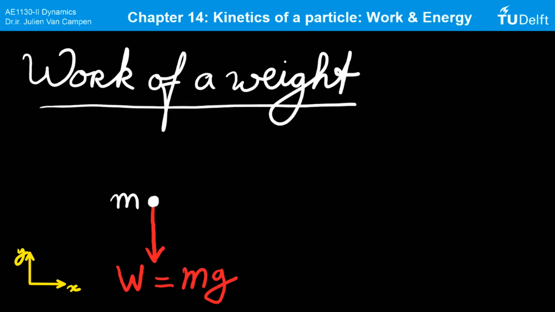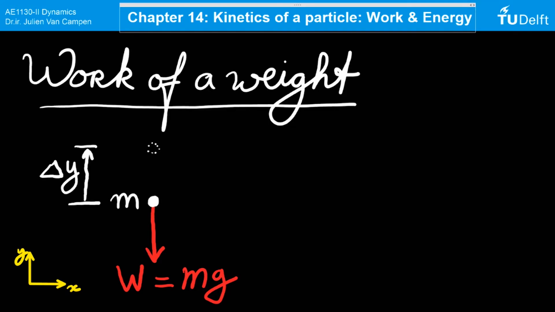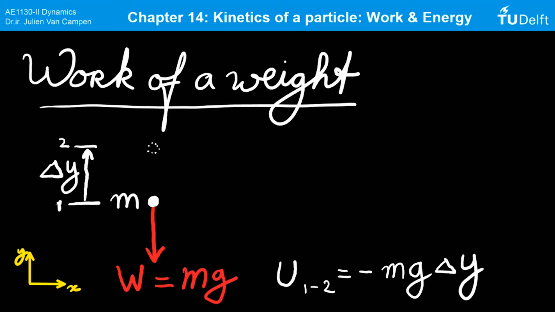Weight is a force, and hence also can do work. For example, if I lift up the particle by a height of delta y, the work done by the weight of the particle becomes U12 equals minus mg delta y. Notice that the work done by moving the particle up is negative because the displacement is in the opposite direction of the direction of the force.